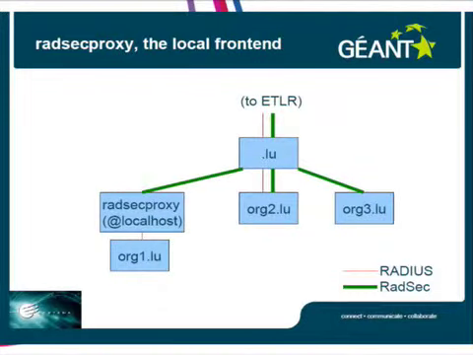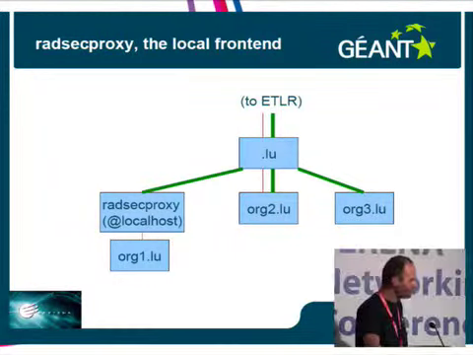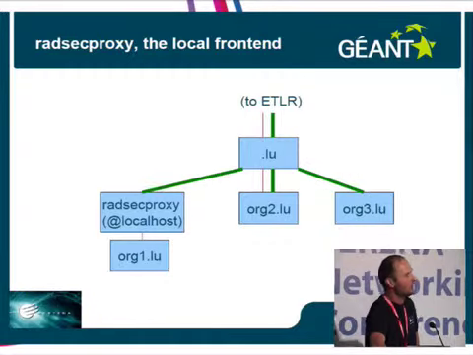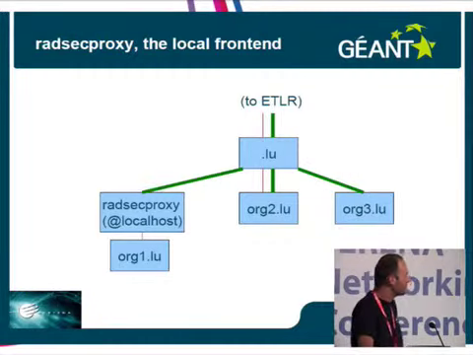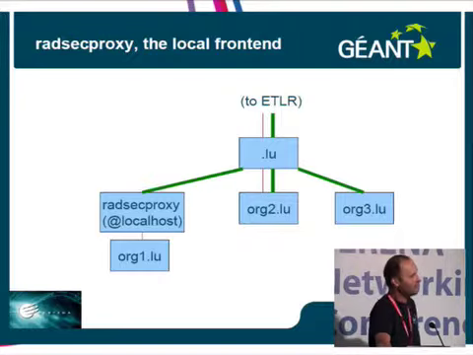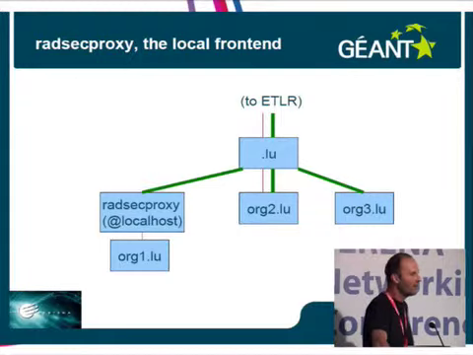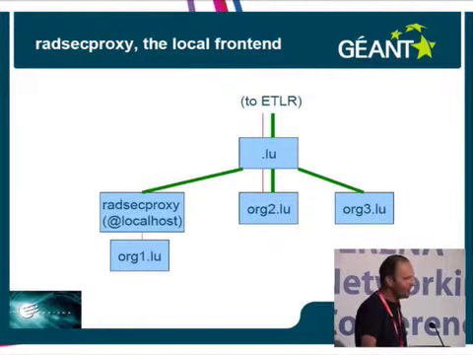This is the next use case about RadSec proxy at one institution. In the slide before, we had this pitiful institution, org1.lu, which was only talking radios. So if they wanted to change that, they can just install RadSec proxy on their radio server, assuming they have an operating system it's supported on. There is an experimental port to Windows, and all Unixes work as well. And from that moment on, the local radio server can just as well talk RadSec proxy to its uplink.